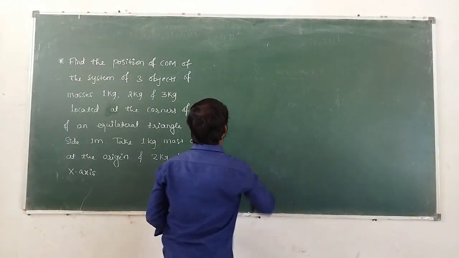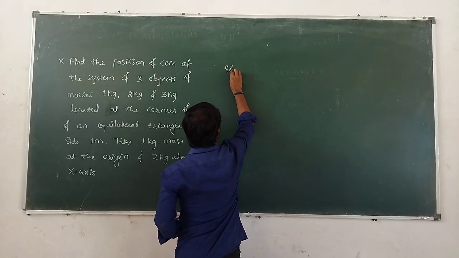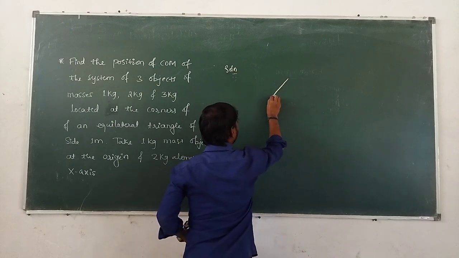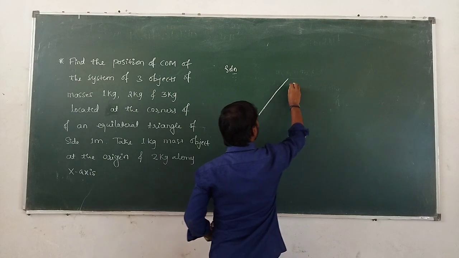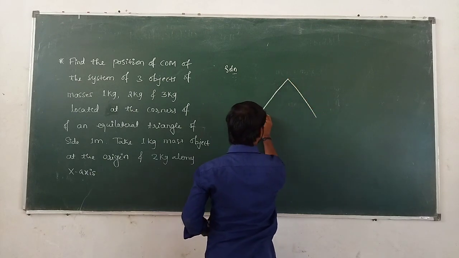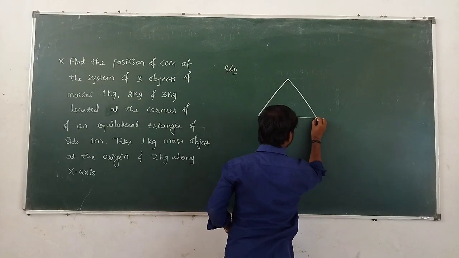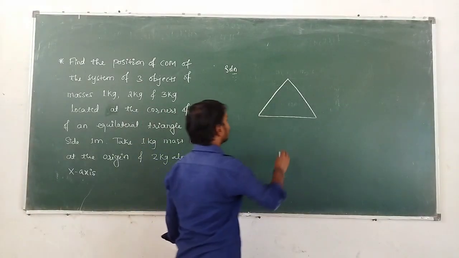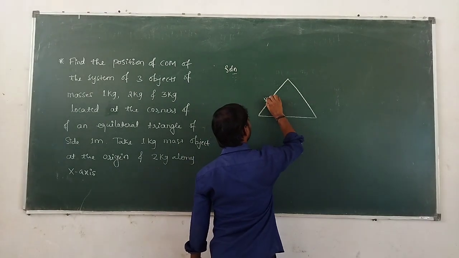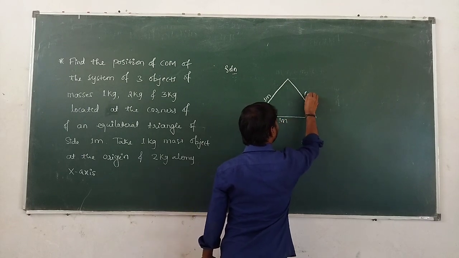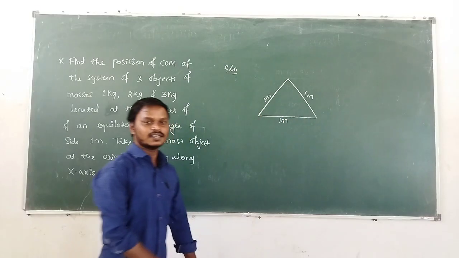See here. So let us draw the equilateral triangle. So let us consider this is an equilateral triangle and here all sides are equal. All sides means this side can be taken as 1 meter, this side also 1 meter and this is also 1 meter. Hence all sides are equal.